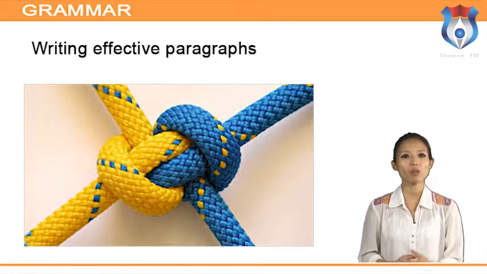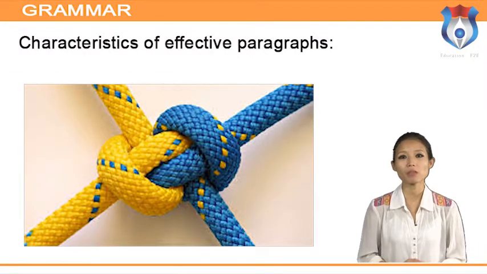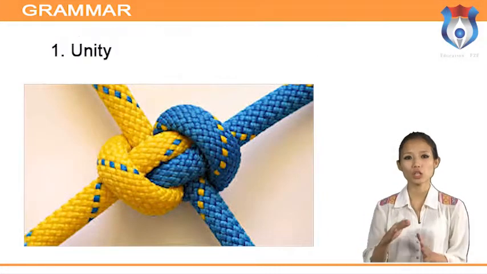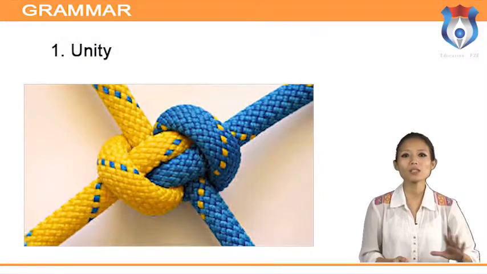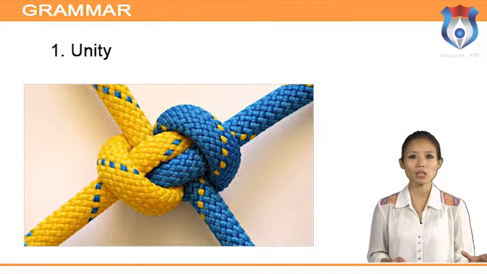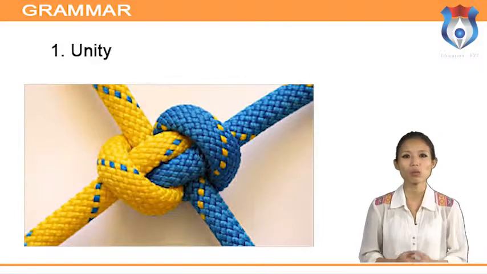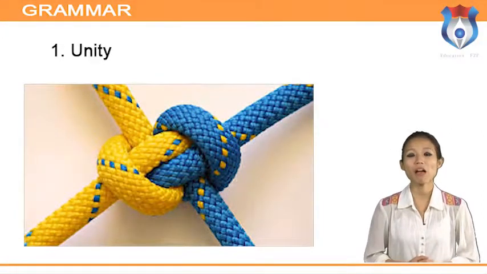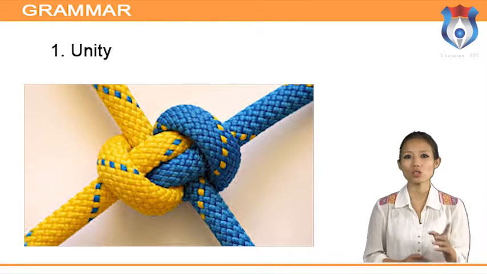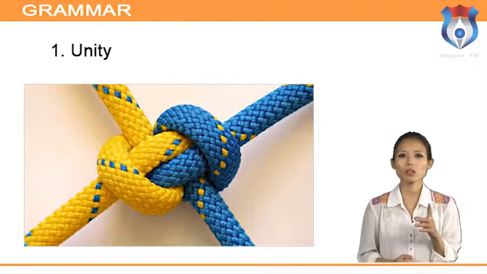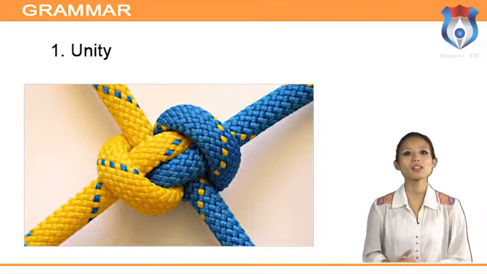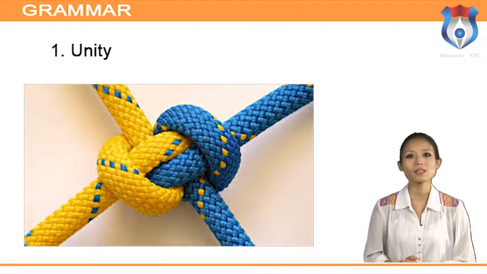Writing effective paragraphs. For a paragraph to be effective, it must have three characteristics. Unity. It means that all sentences in a paragraph explain, develop and support a central idea. Every paragraph must have a purpose and all the sentences should advance the purpose. Begin with a clear topic sentence because it has the main idea or purpose that sets the agenda for the rest of the paragraph.